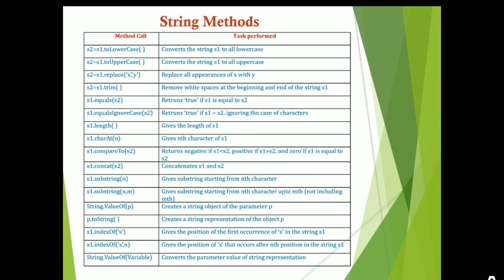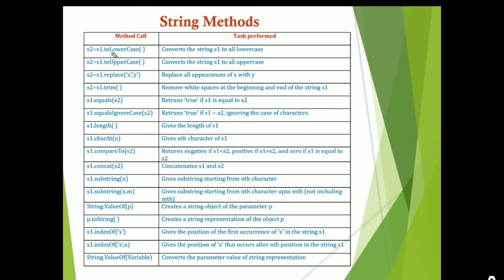Here are the different methods related to the string class. String is the predefined class which is used to create string objects. By using these methods, we can learn the different operations that can be performed on strings. Here we created two strings, s1 and s2, which are created by using the string class. And the string related methods are toLowerCase.